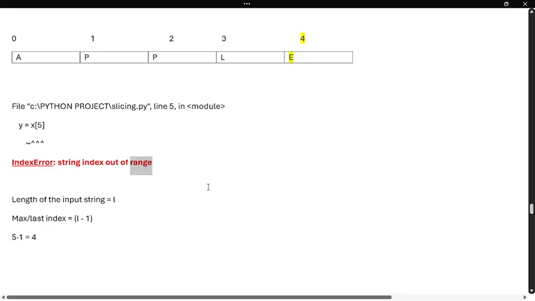Come in range, sir. Okay, what is your range, sir? My range is the entire length of my string minus 1.